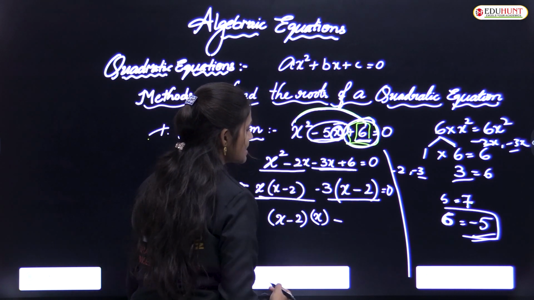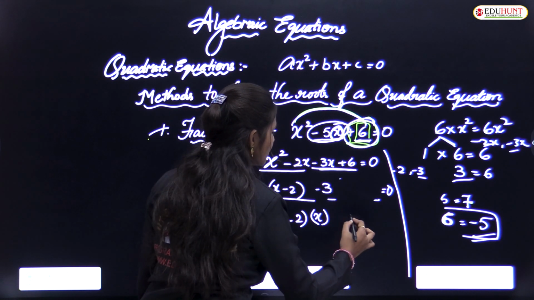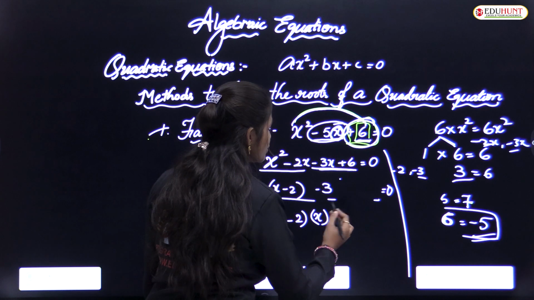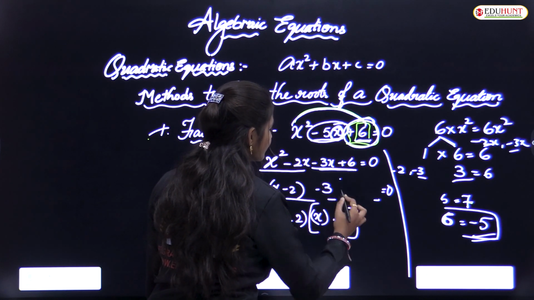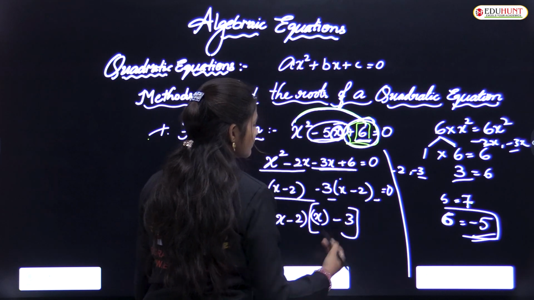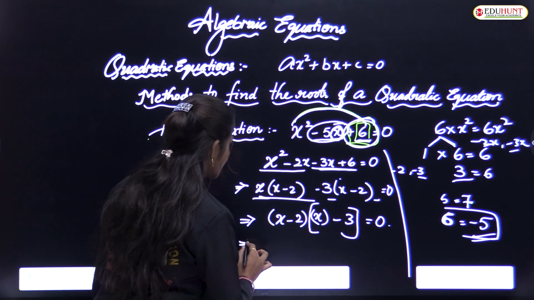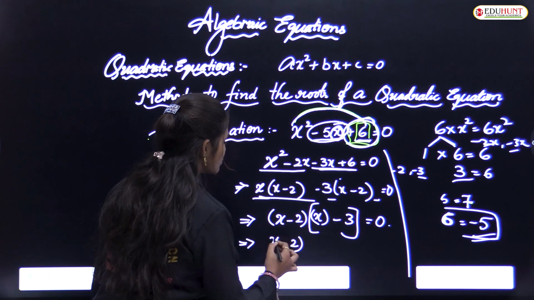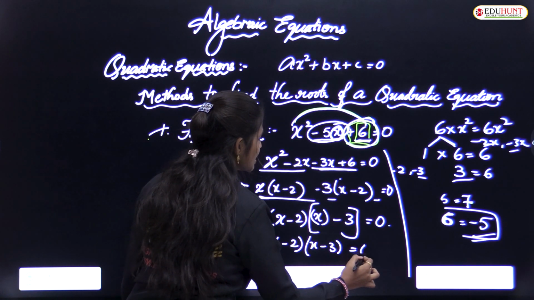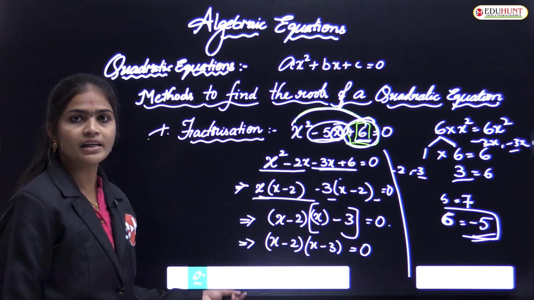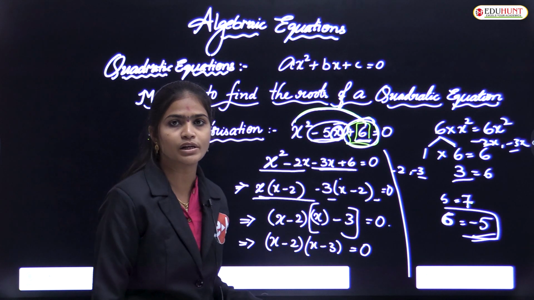Next, minus, here also I took x minus 2 as common. So what is left? That is minus 3. Is it clear? Which is equal to 0. So from this one, x minus 2, and here x minus 3, which is equal to 0. Finally we got x minus 2 into x minus 3 is equal to 0.